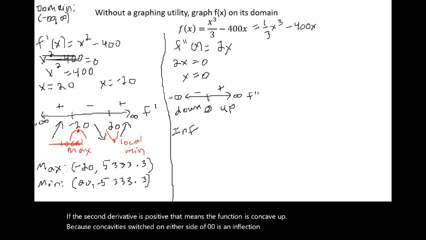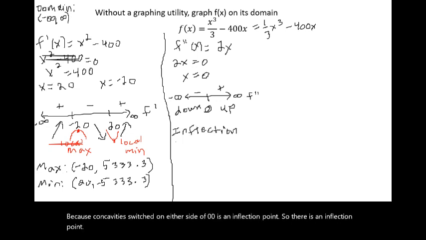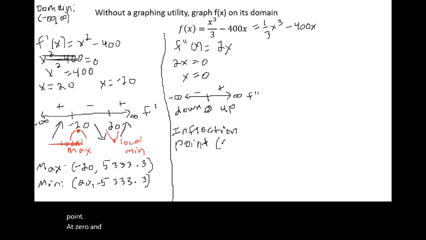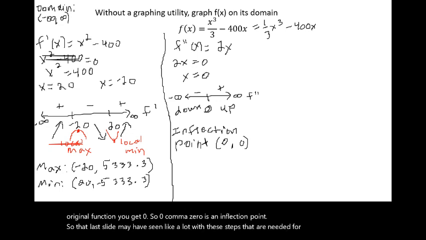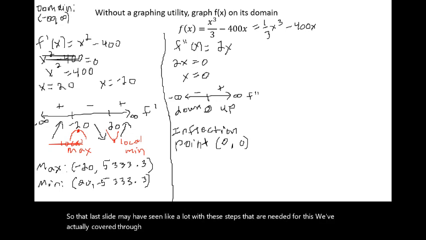So there is an inflection point at 0, and remember, we do need a y-coordinate that goes with this. If you plug 0 into the original function, you get 0. So 0, 0 is an inflection point. So that last slide may have seemed like a lot with the steps that are needed for this. We've actually covered steps 1 through 6.